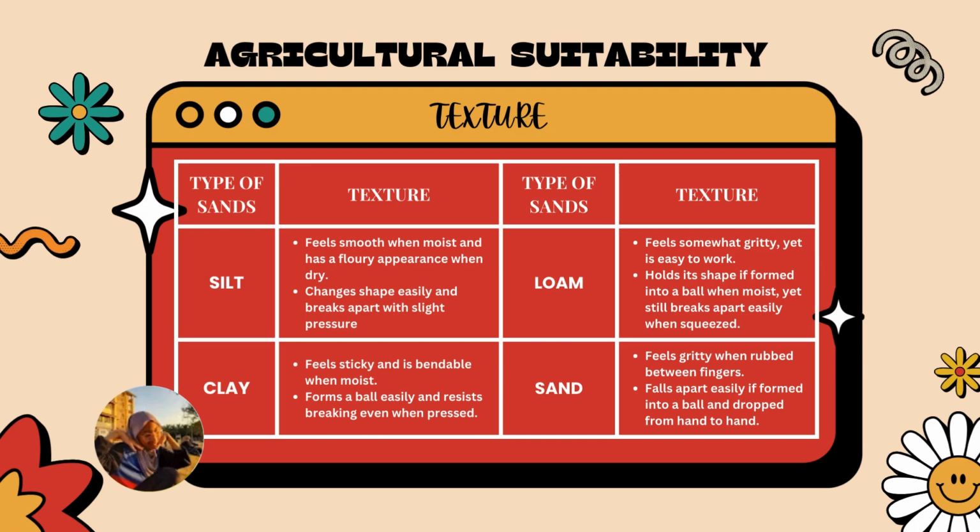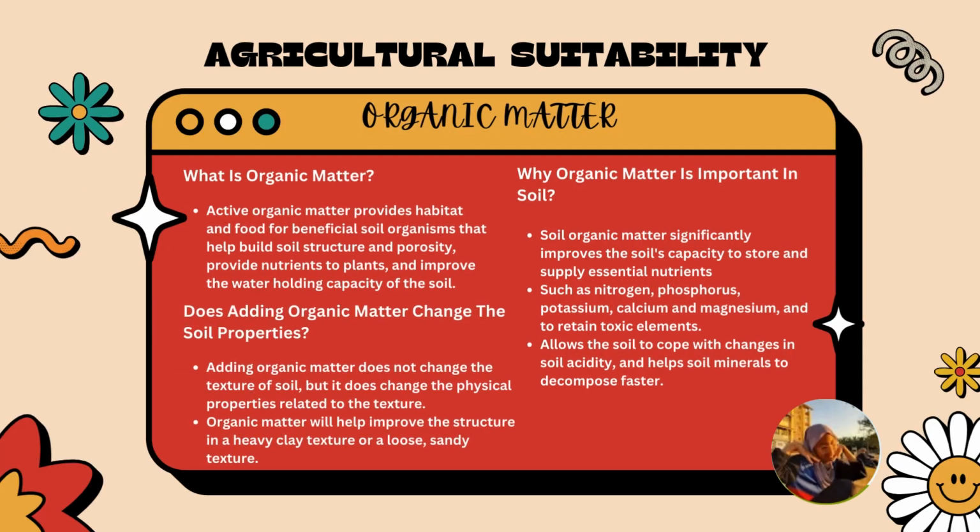Lastly is sand. Sand feels gritty when rubbed between your fingers, but it falls apart easily if formed into a ball and dropped from hand to hand. Next, agricultural suitability is the organic matter. Active organic matter provides habitat and food for beneficial soil organisms that help build soil structure and porosity, provide nutrients to plants, and improve the water holding capacity of the soil.